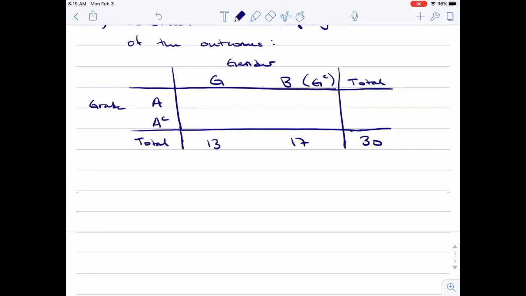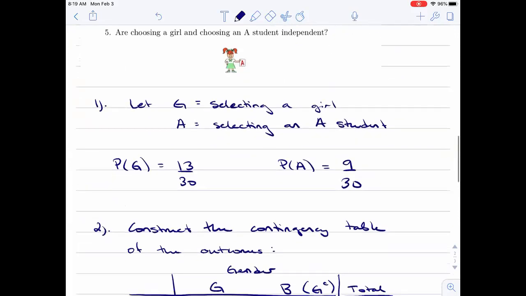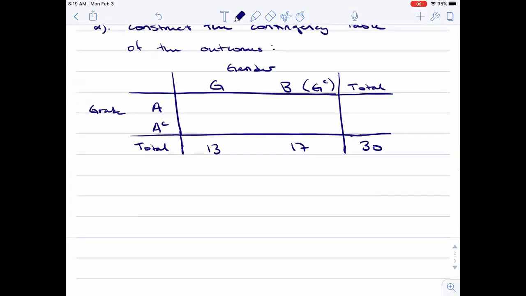We're also told, what's the other information? So 4 boys and 5 girls got an A. So 4 boys got an A and 5 girls. And then we said the total for all the A students is going to be 9. And we said that the probability of just pulling an A student is 9 out of 30. So we can get that information from this table as well. And it's a little bit easier to look at, or at least to wrap your head around.